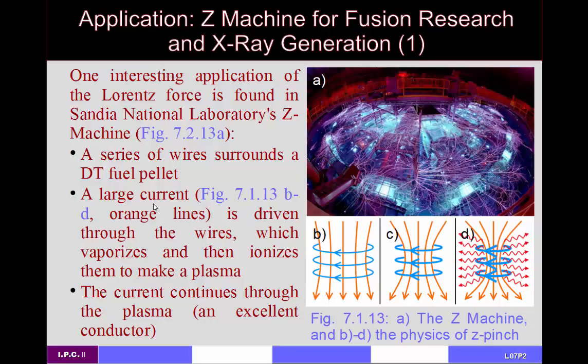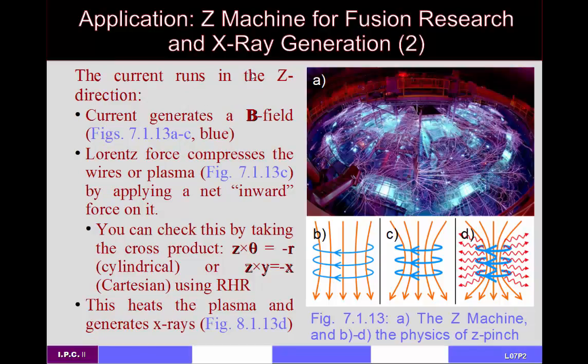And meanwhile, this current is running in what's called the Z direction. So this is going to generate a magnetic field, which is shown in blue, and the Lorentz force from this magnetic field and from the electric field that was previously applied is basically going to cause a compression of the wires, or as the case may be, the plasma. And so it's going to apply a net inward force upon the plasma everywhere.